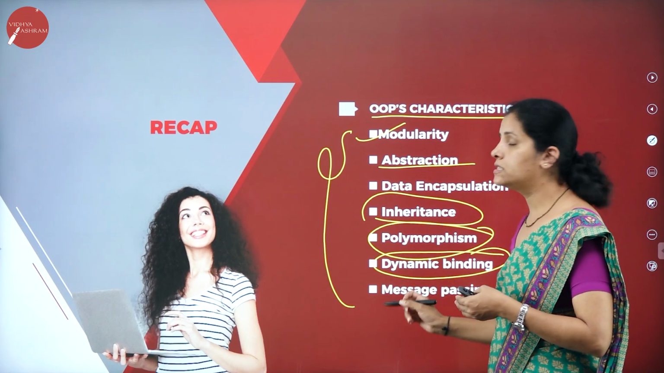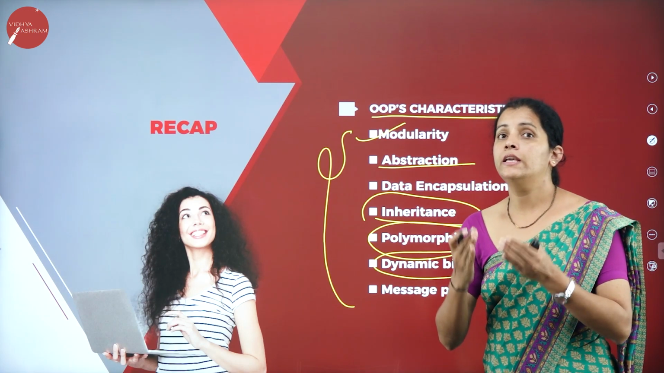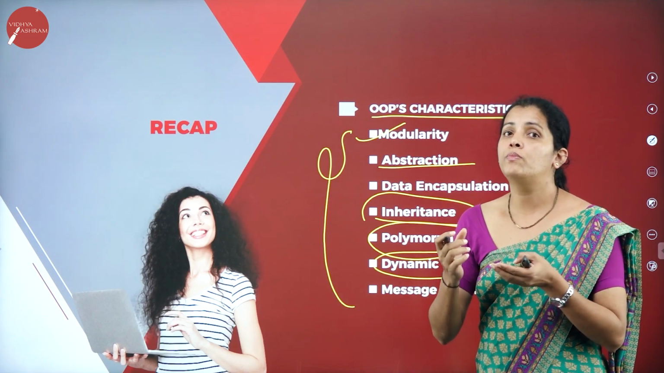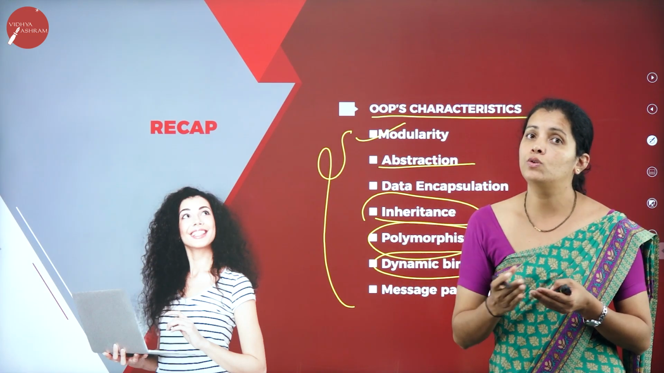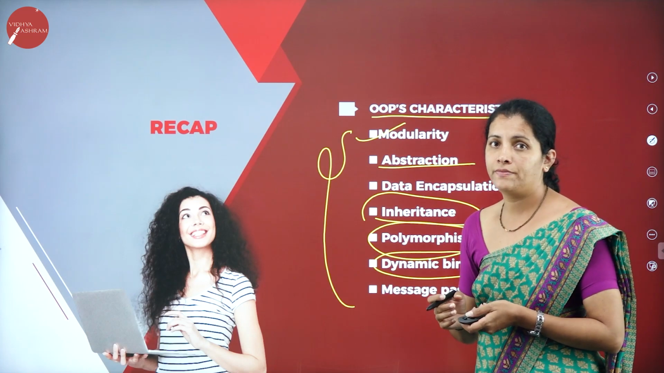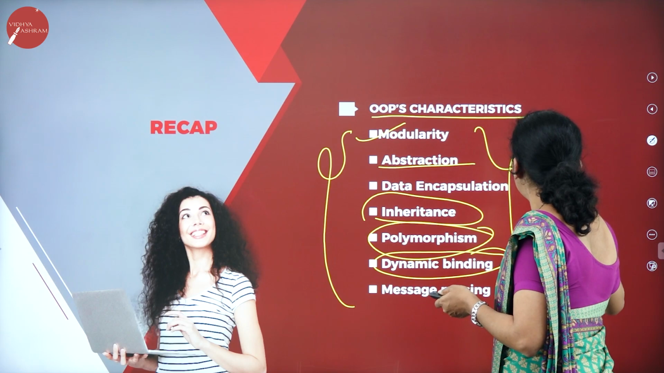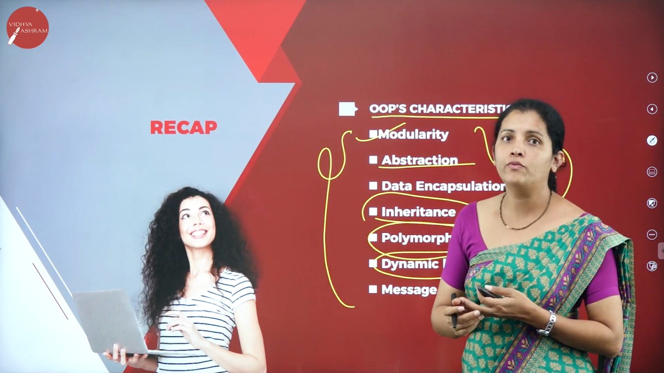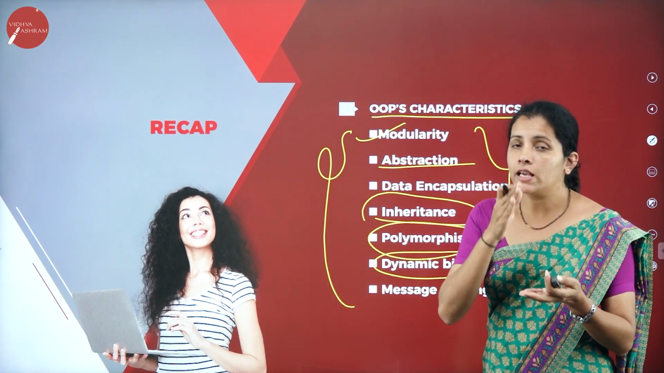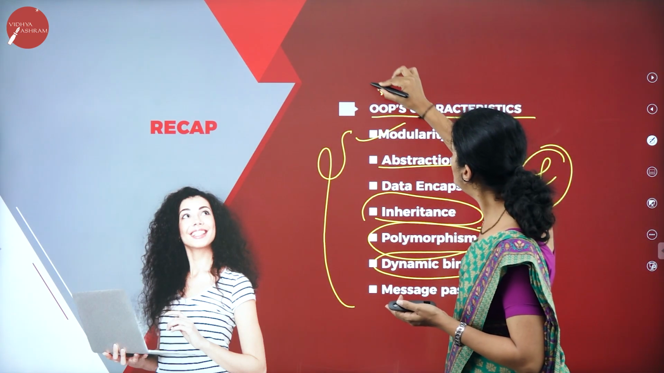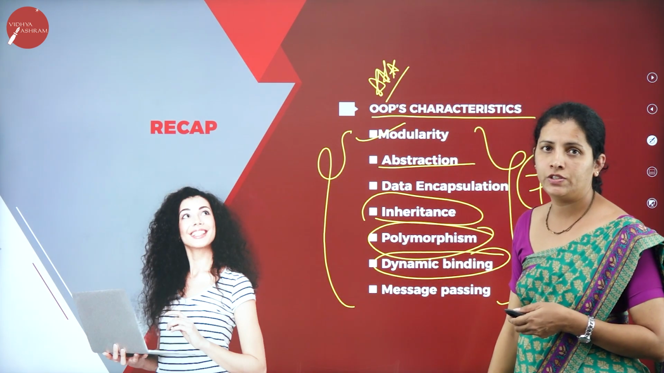And what is message passing? So here message passing is nothing but giving the instruction to perform the task. That means passing the message in order to perform some specific task. So these are the 7 very important characteristics of object-oriented programming language. And from the examination point of view, this is also a very important question.